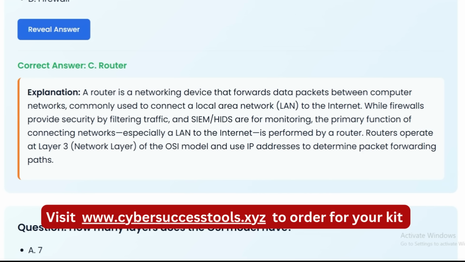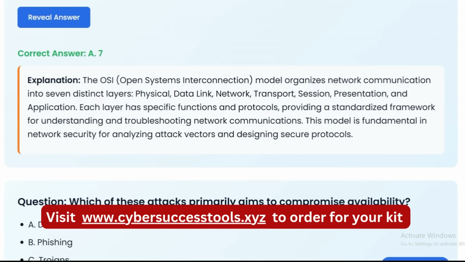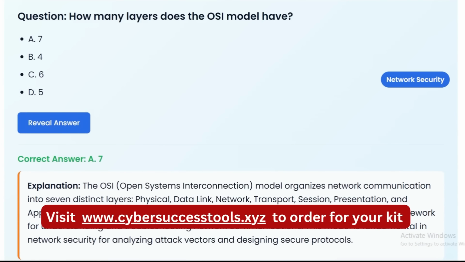Question: how many layers does the OSI model have? Is it 7? Is it 4? Is it 6? The correct answer is 7, which is simply saying the Open Systems Interconnection model organizes network communication into 7 distinct layers. So we have the physical, data link, network, transport, session, presentation, and the application layer.